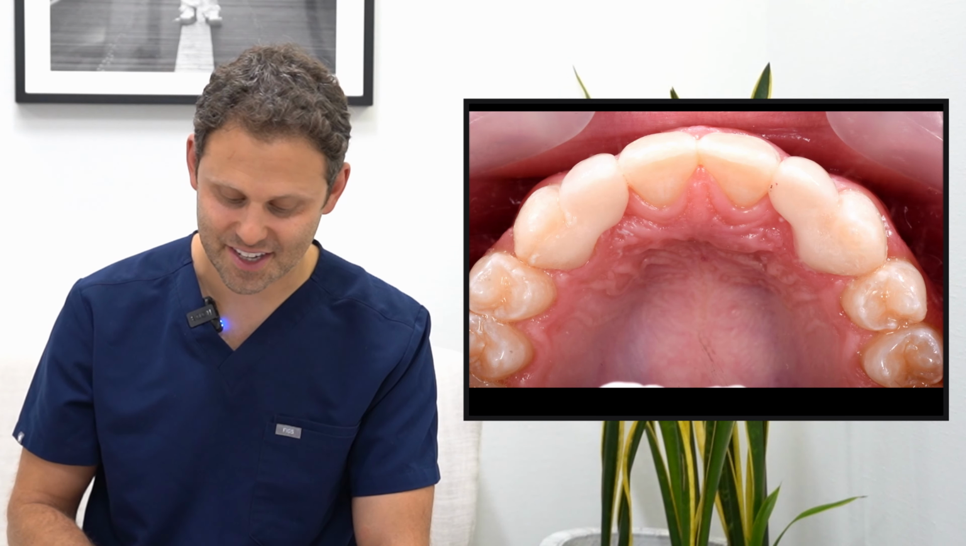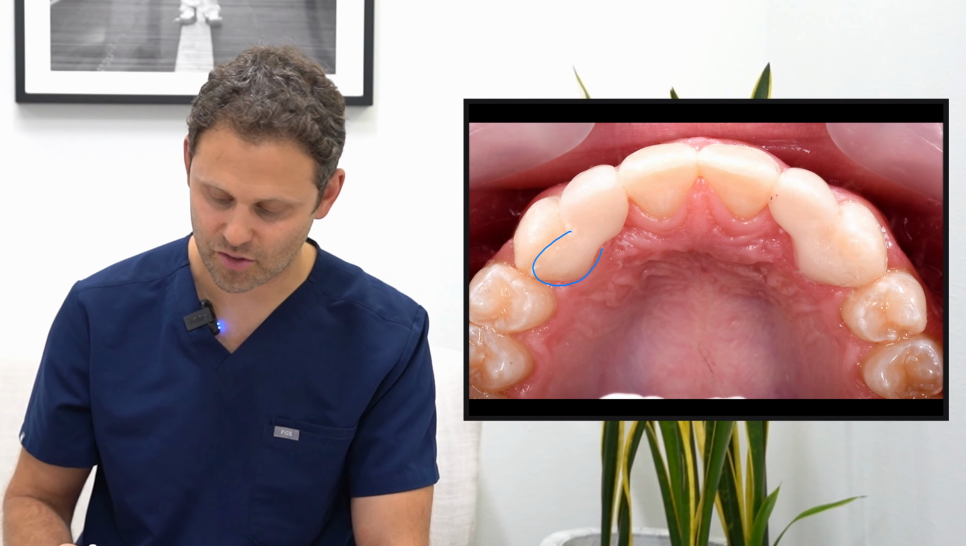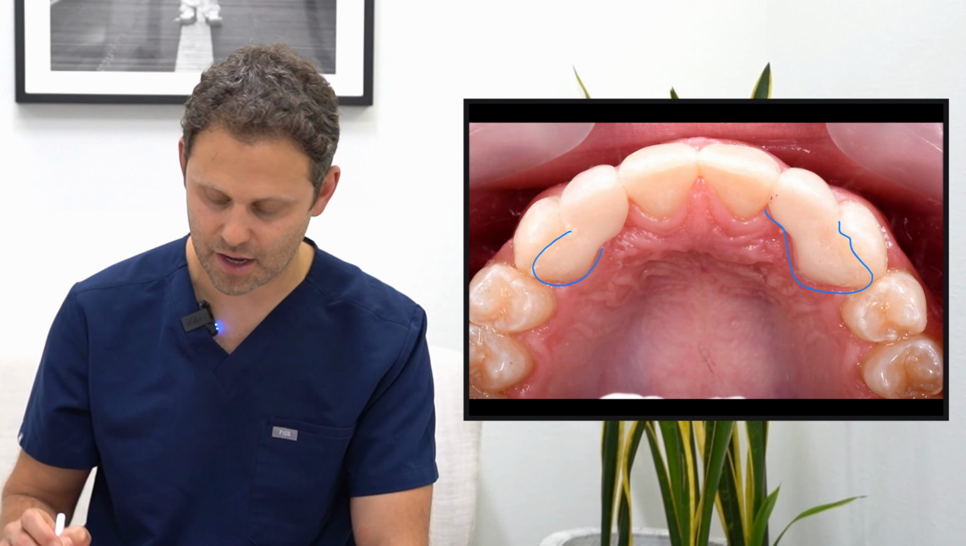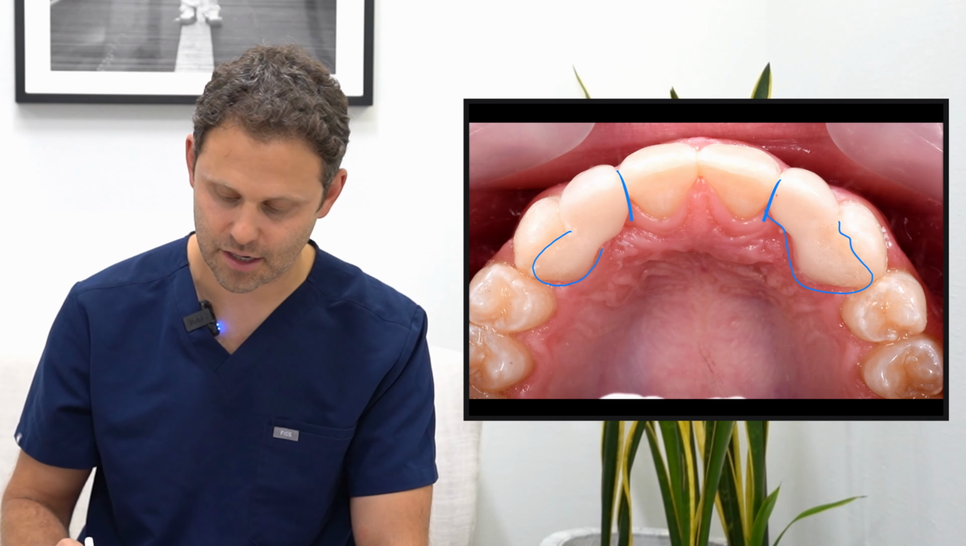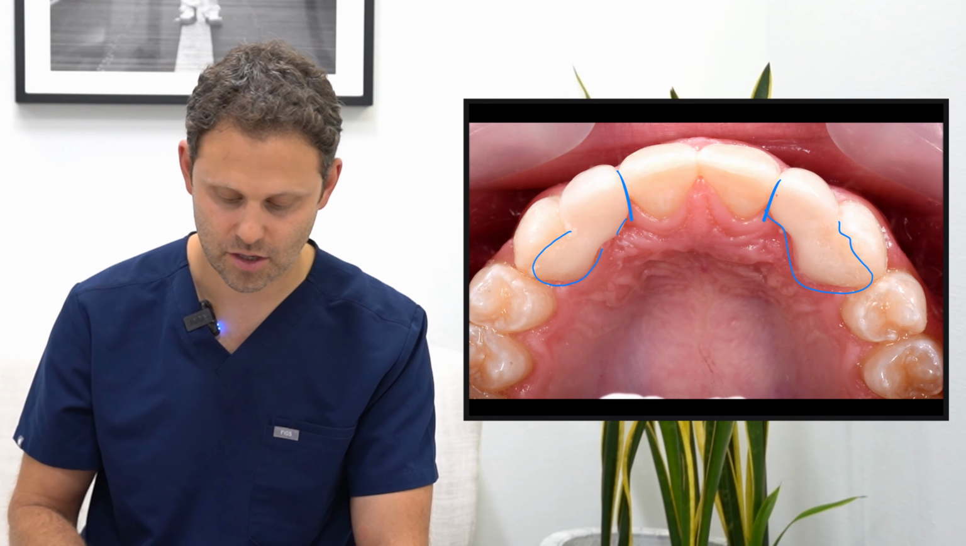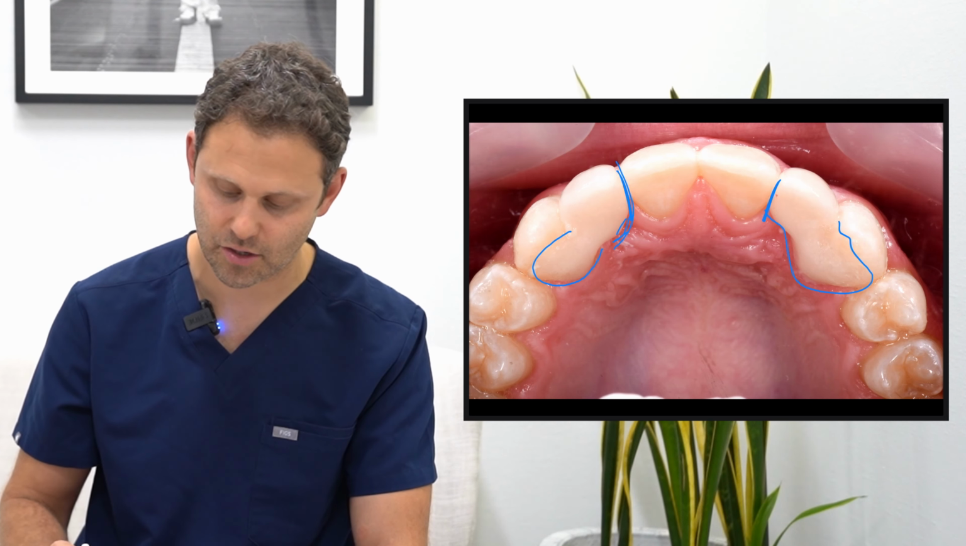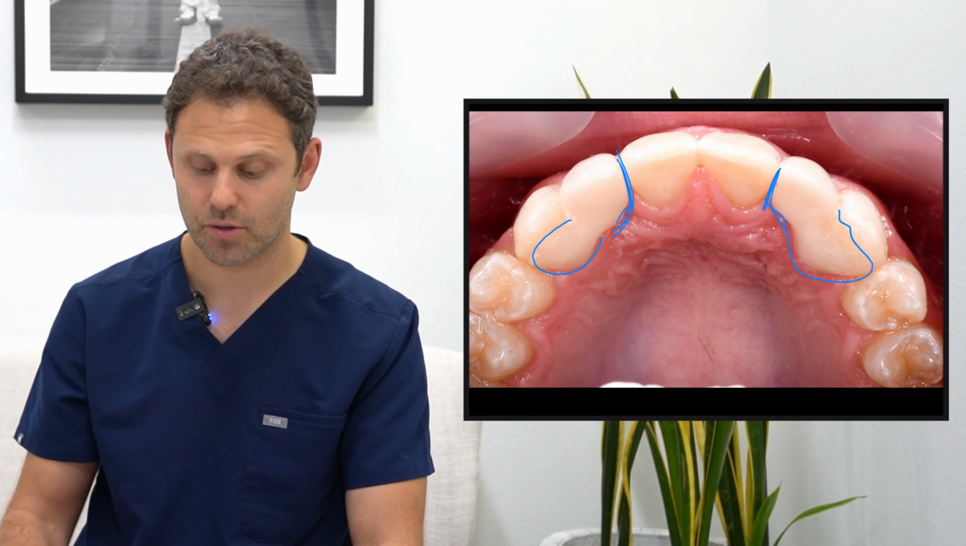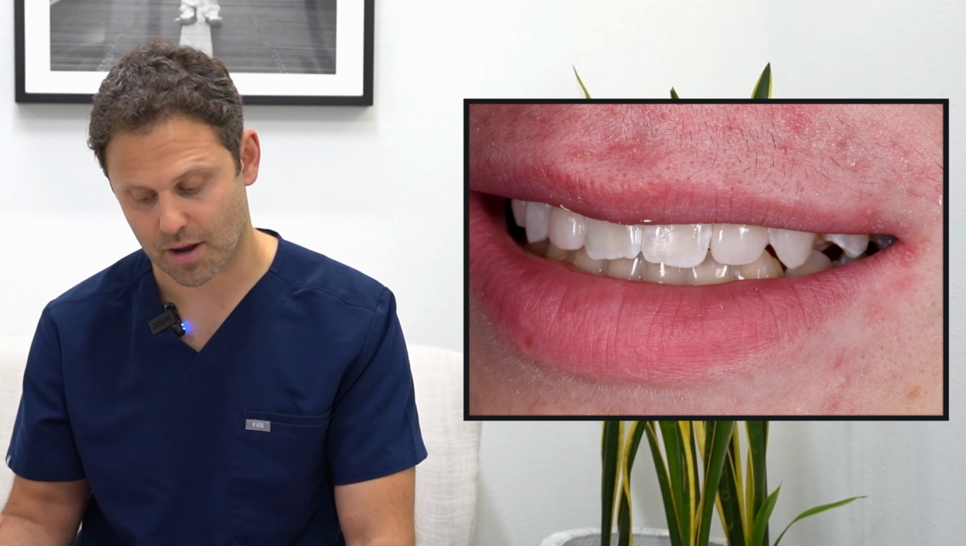So this is what it looks like from that exact same viewpoint. This is once it's bonded in, and that contact here is ideal. And then also he's able to pass floss through here, and cleansability, super important. And this is what the smile now looks like.